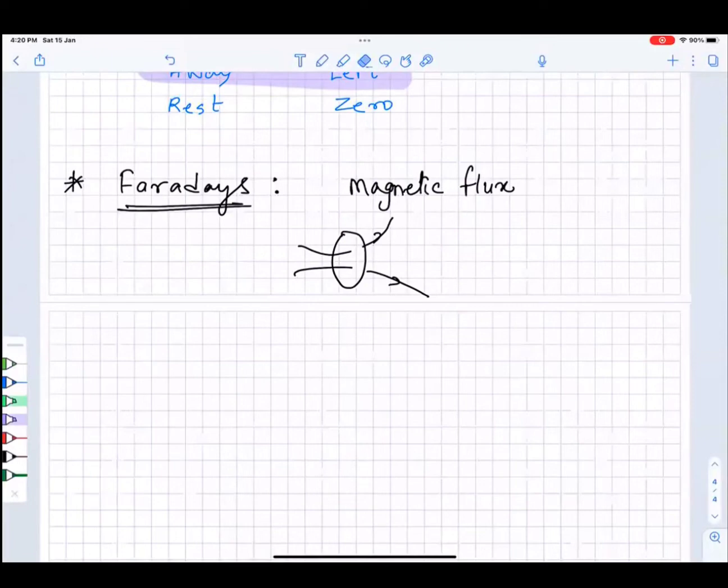Now, if this magnetic flux remains constant, guys, look at it. If this magnetic flux remains constant, will you be able to produce any current? Think about it.